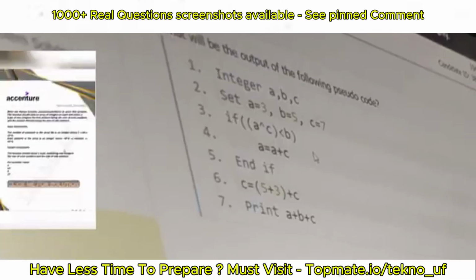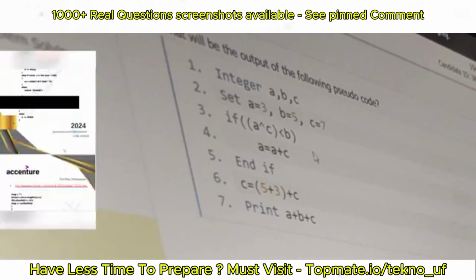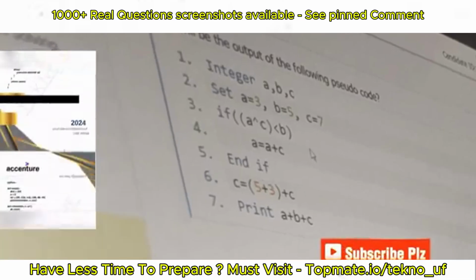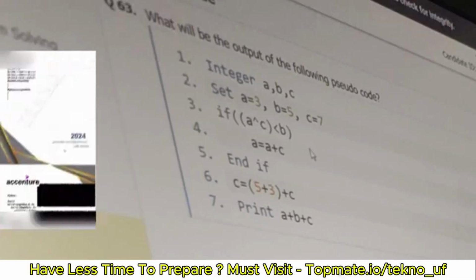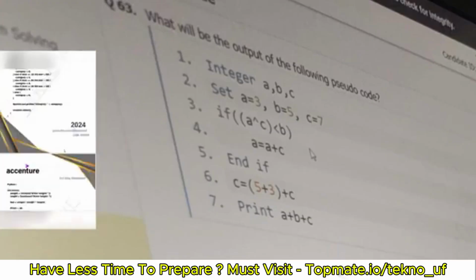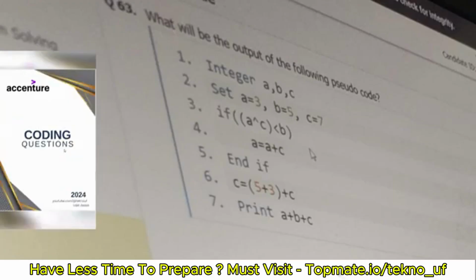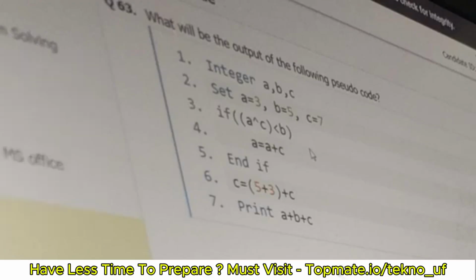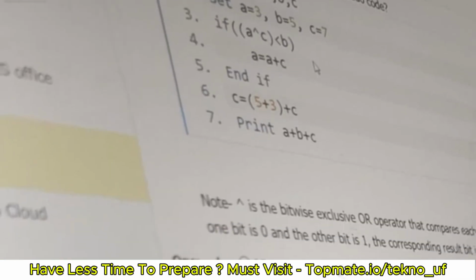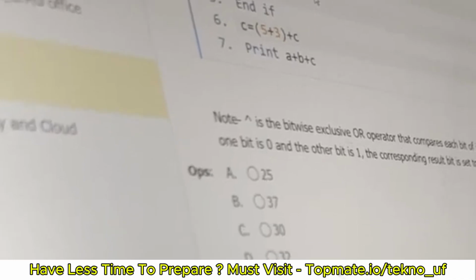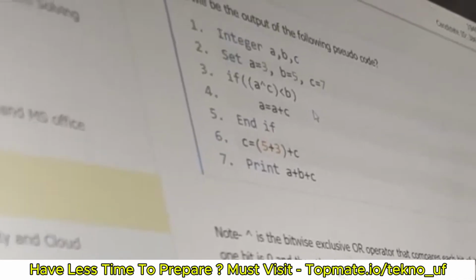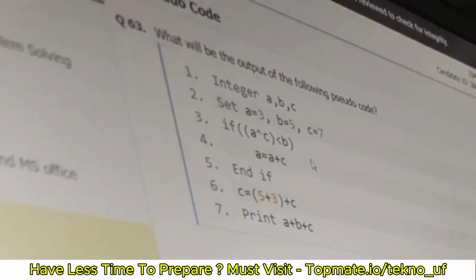So what will be the output of the following pseudocode? I hope this is visible to you. Integer a, b, c are set: a is equal to 3, b is equal to 5, c is equal to 7. So the values of a, b, c are initialized. Then we are checking this condition, then performing this, and c is initialized again, then we print a plus b plus c. The options are 25, 37, 30 and 32. Please pause the video and try to solve the problem by yourself, then watch if your answer matches with mine or not. So let's start.